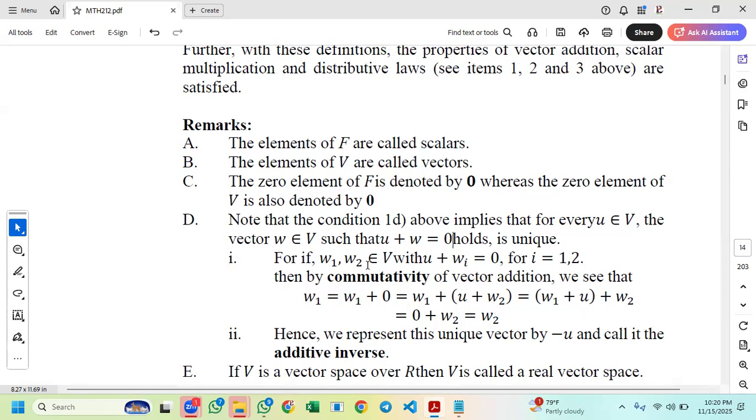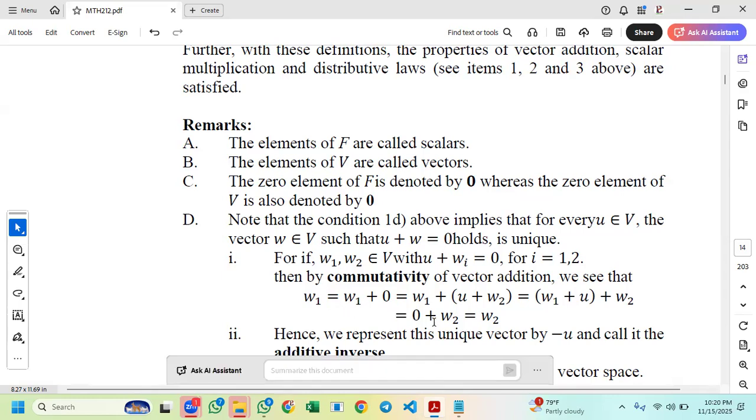If W1, W2 belong to a vector space with U plus Wi equal to 0, for i equal to 1, 2, then by commutativity of vector addition, can you recall the commutative law? We've treated it above. We see that W1 is equal to W1 plus 0, which is W1 plus U plus W2, and that is U plus W1 plus W2.